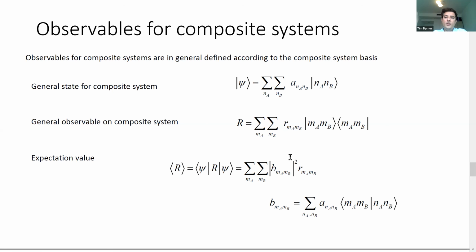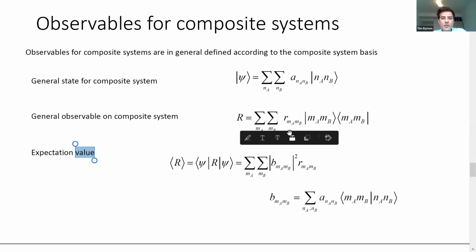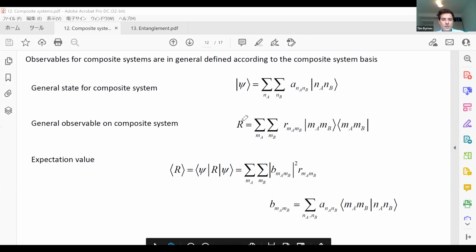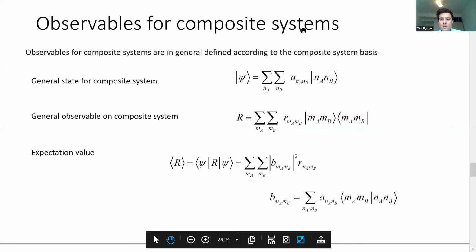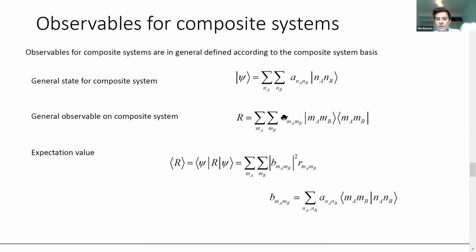So in this case, the values of the observables, in this case, the values that we're talking about are these little r's here. That's the value that is going to be given.